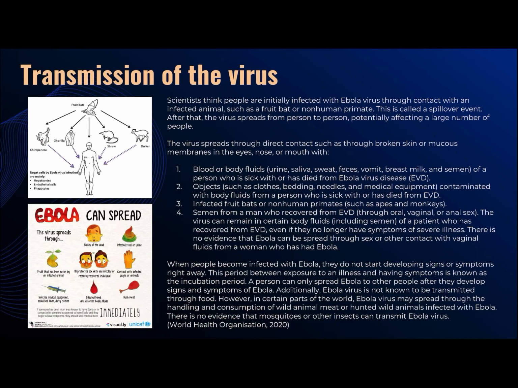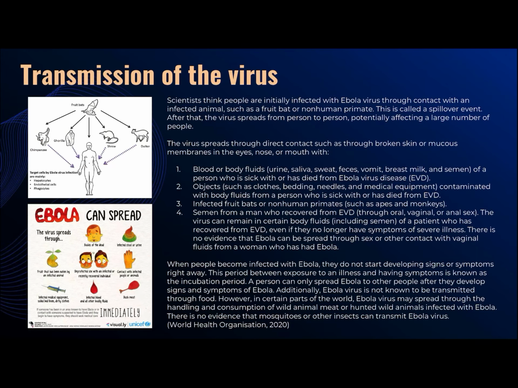Next, I will be explaining about the transmission of the Ebola virus. Scientists think people are initially infected with Ebola virus through contact with an infected animal. After that, the virus spreads from person to person, potentially affecting a large number of people. The virus spreads through direct contact with blood or body fluids.